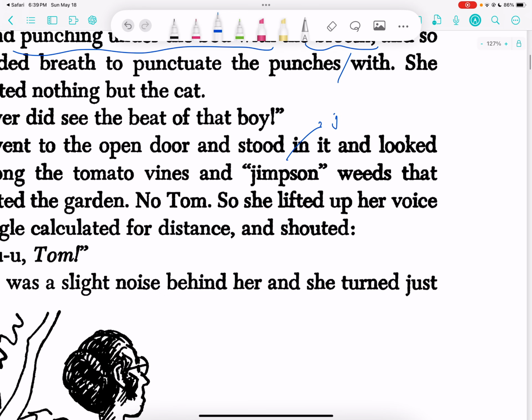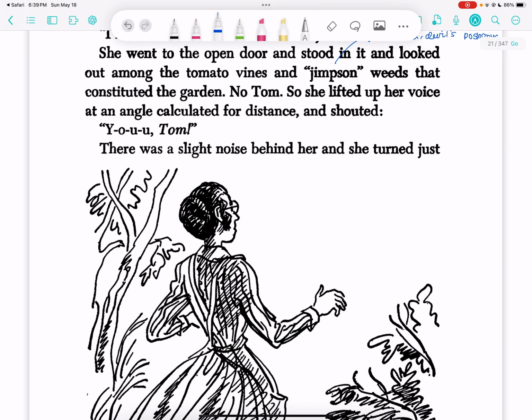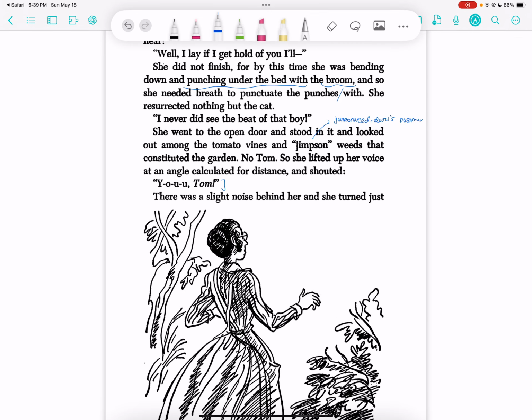And the jimson plant that we see here is at the moment often called jimson weed. They're also known as the devil's trumpet. They're poisonous plants that likely originated from Central America, I have heard. But yeah, poisonous jimson weeds. And so they were in the gardens, and she's shouting, she's looking for Tom. I wonder where he is.